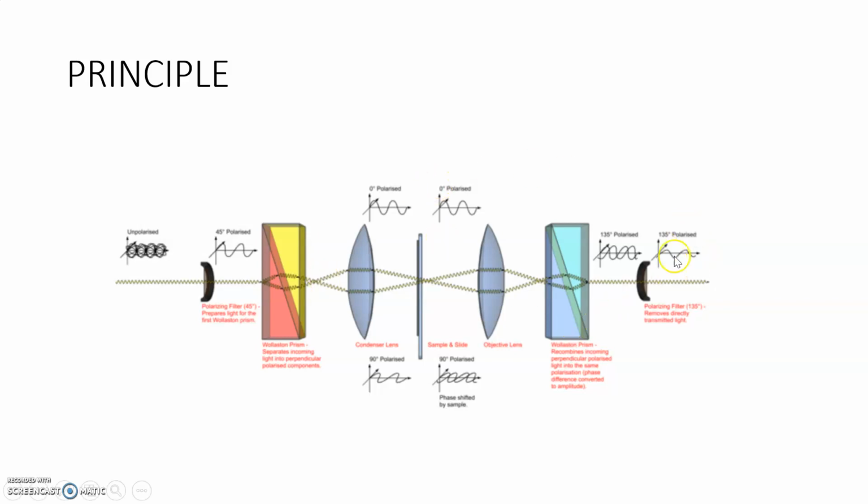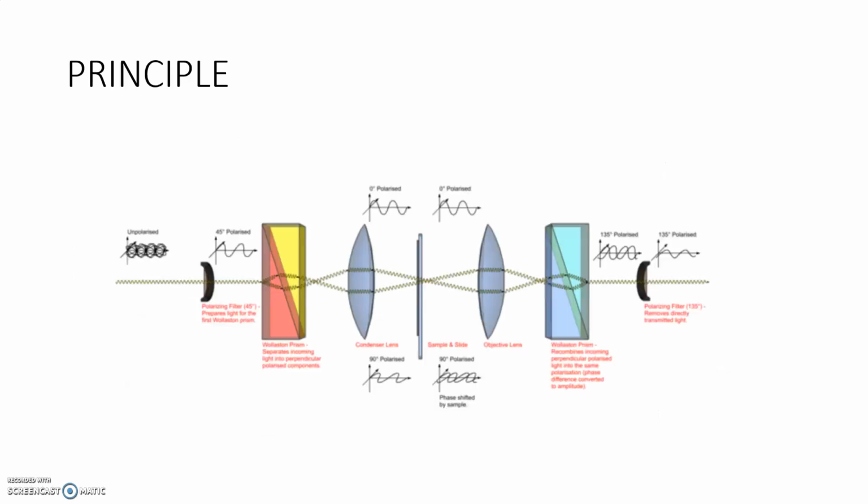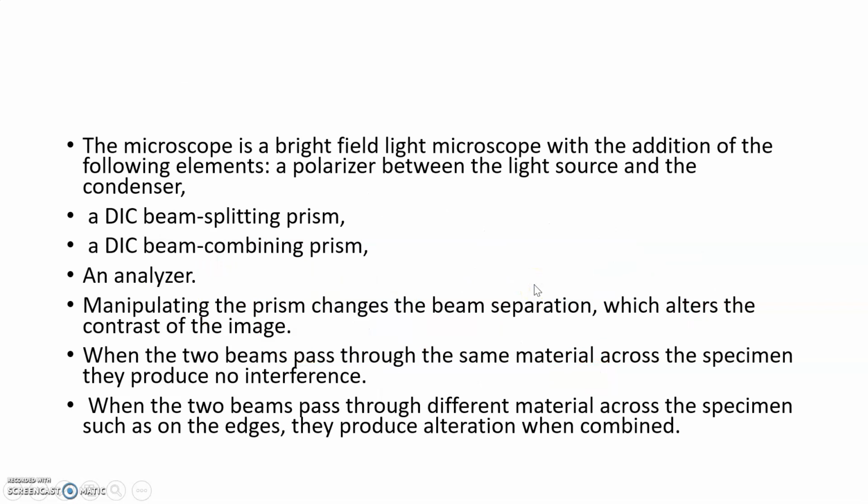Then again there is another polarizing filter placed on the path of the light. Now this microscope is a bright field light microscope, with the addition of the following elements: a polarizer between the light source and condenser. Is there any polarizer? Yes. This is the polarizing filter. Then the DIC beam splitting prism, DIC beam combining prism, and analyzer.